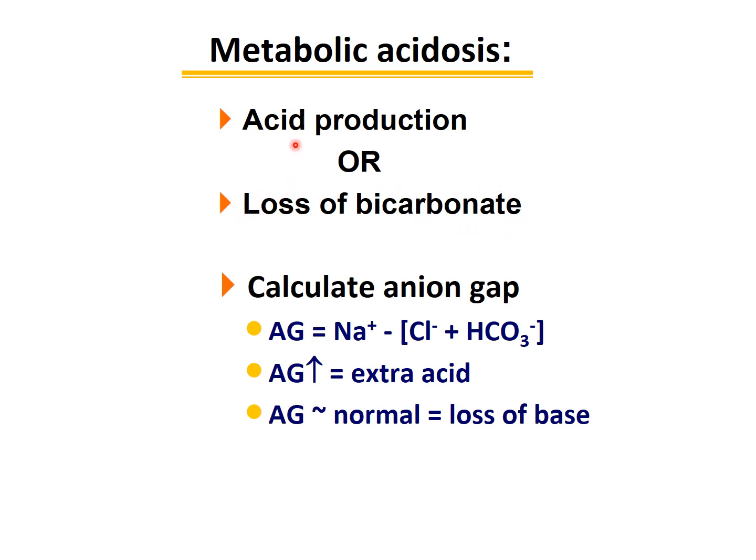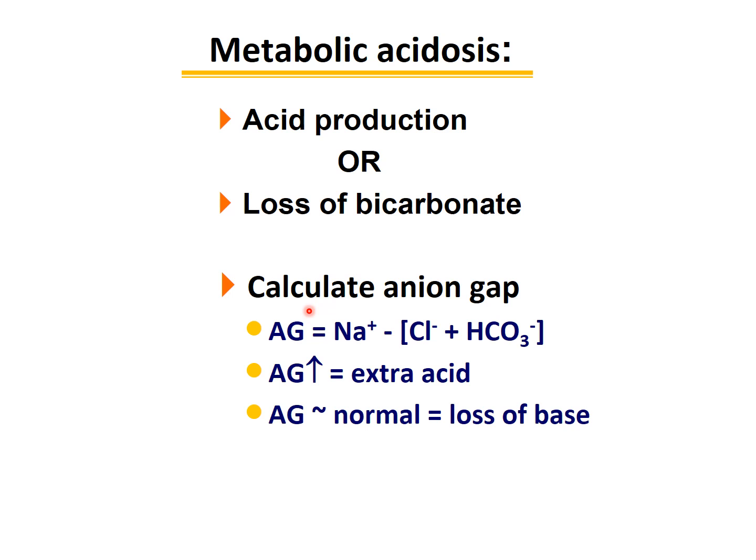Now, to differentiate whether it's caused by acid production, acid accumulation, or loss of bicarbonate, we calculate the anion gap. What does the anion gap mean? The anion gap is calculated when we have the positive charges and subtract the negative charges. Hypothetically, the positive and negative charges in our body should be equal. So if you could measure all the positive charges, all the cations, and all the anions, they should be equal in molar range.